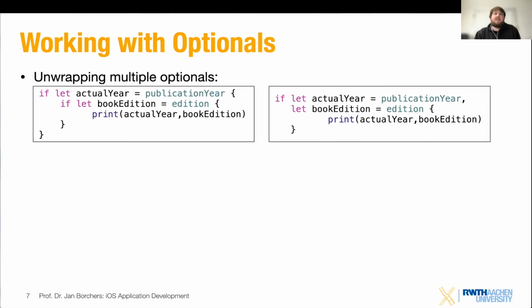So here you have the if let actualYear = publicationYear for the first optional that you try to unwrap and assign to the actualYear constant. And then, separated with a comma, you just add the next optional and try to assign that. And this will fail if one of the optionals doesn't have a value inside it. You will only get into the block inside the brackets if it was possible to assign all these optionals to their new constants or variables.